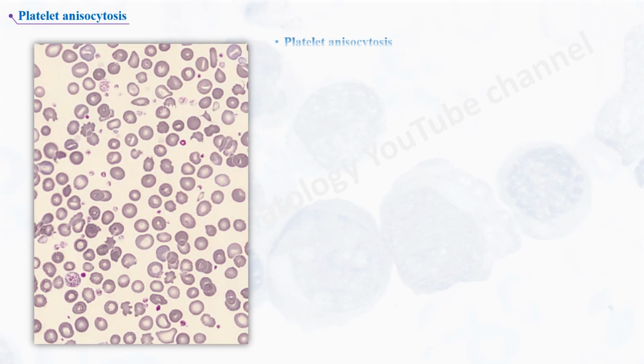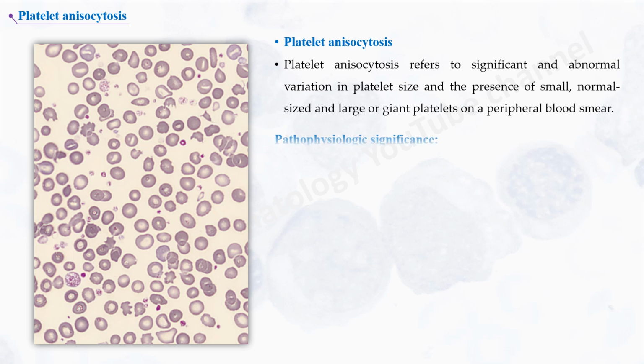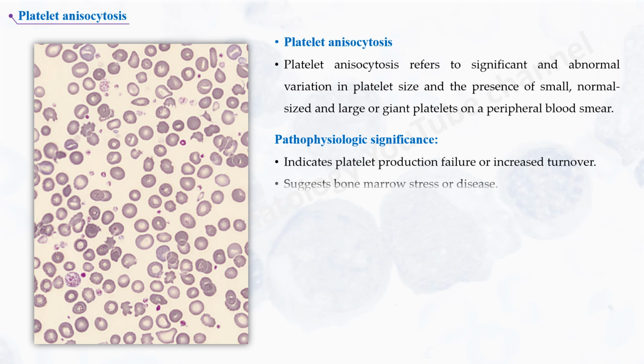Platelet anisocytosis refers to significant and abnormal variation in platelet size and the presence of small, normal-sized and large or giant platelets on a peripheral blood smear. It indicates platelet production failure or increased turnover and bone marrow stress or disease, and often is associated with platelet function abnormalities.